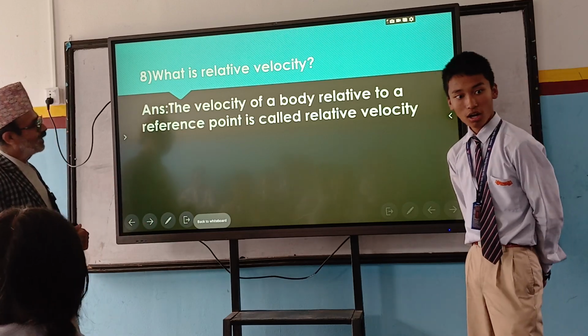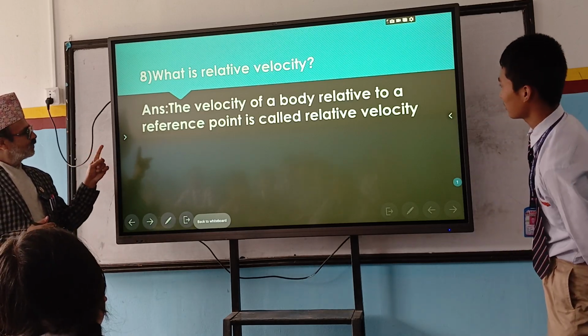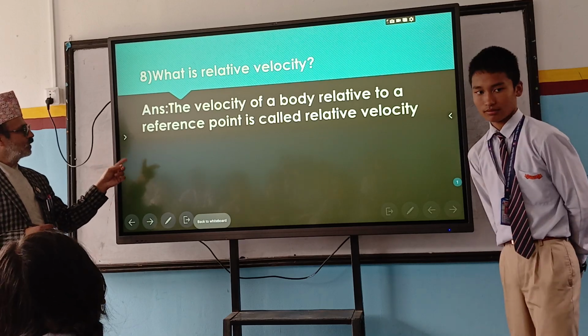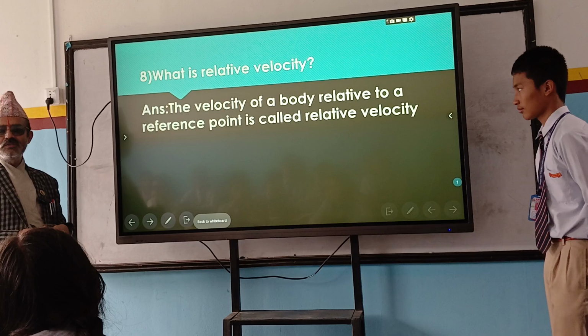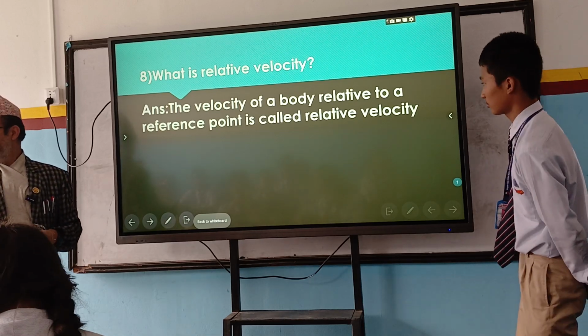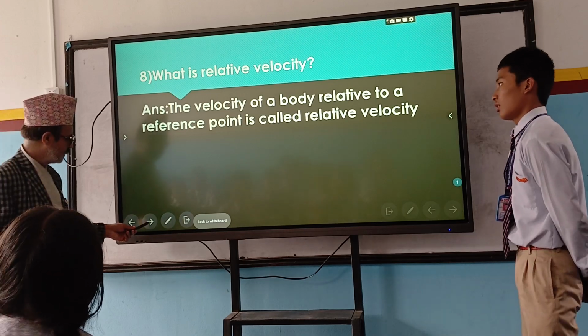Remember. What is relative velocity? Reference point, yeah. The velocity of a body related to a reference point is called relative velocity. If the bodies are moving in the same direction, we have to subtract. If they are going in opposite direction, we have to add.